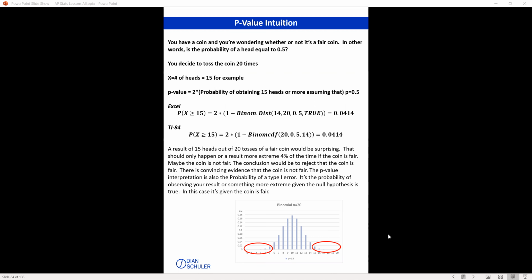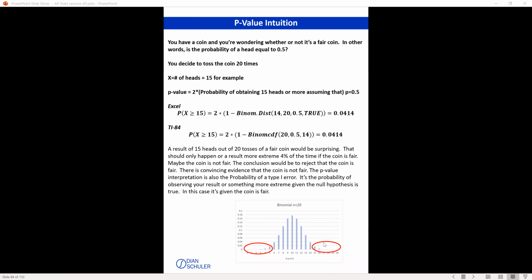So if you look below at the binomial distribution, these are all the possible outcomes you could have. You could have 0 heads, 1, 2, all the way up to 20, because you're tossing the coin 20 times. And this distribution curve gives you the probability of obtaining any one of those individual outcomes. So the probability of obtaining a 15 is this little bar, and something more extreme than that could be 16, 17, 18, 19, or 20.